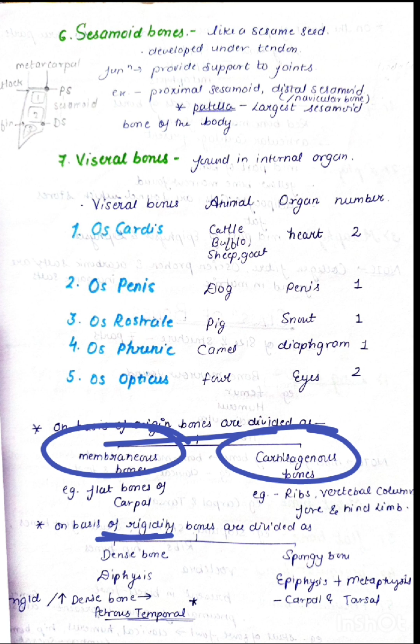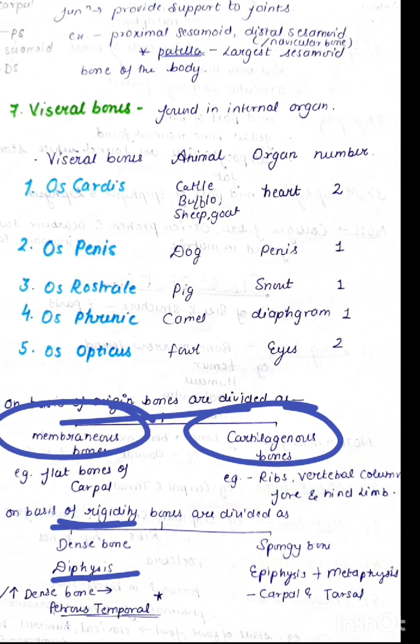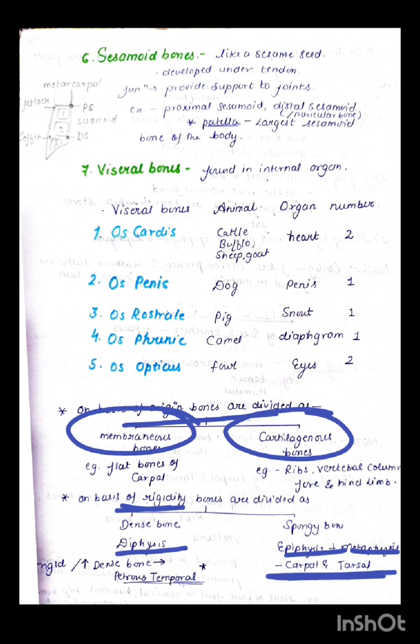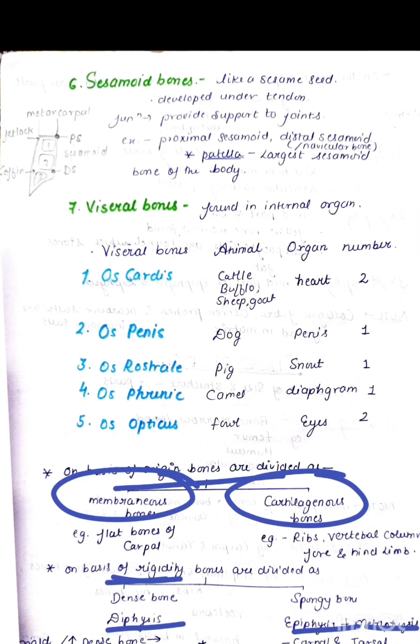So dense bone has the diaphysis, and spongy bone has the epiphysis or metaphysis. The diaphyses are arranged into the dense bones. These are more rigid and denser, and an example is the petrostemporal. Whereas for the epiphysis and metaphysis, examples are the carpal and metacarpal.